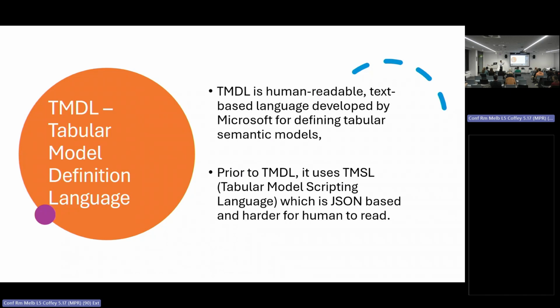One of the goals of TMDL is to be very, very human readable. TMSL is readable somehow, which I will show briefly what it looks like, but it is a bit hard to trace, in particular when you're going to GitHub and comparing differences, trying to find what the colleagues have done to the model.